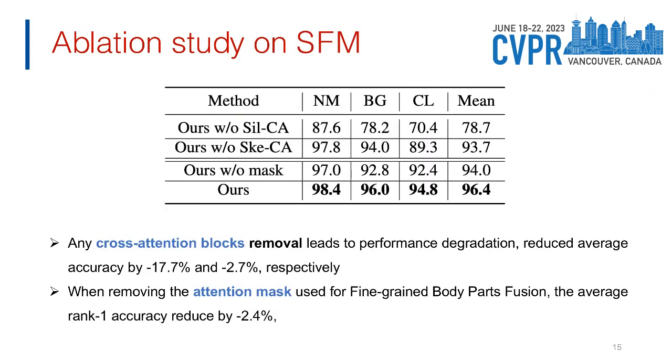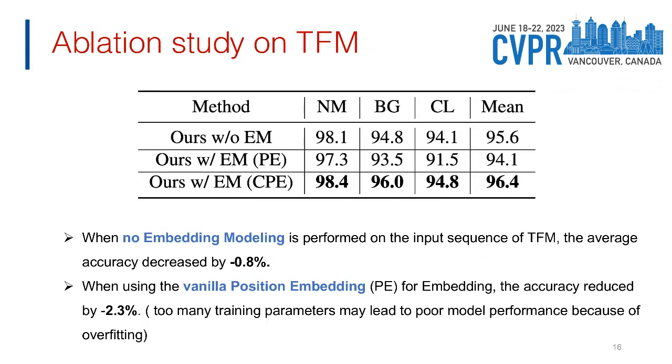We further performed ablation experiments on our proposed SFM. We find any cross-attention block removal leads to performance degradation. We can conclude that the co-attention structure can better integrate the complementary advantages of the skeleton and silhouette. When removing the attention mask used for fine-grained body parts fusion, the average rank-1 accuracy reduced by 2.4%, which proves that our strategy can effectively guide the fusion of aligned local features, helping the model to converge better and achieve better performance. For the ablation experiments on TFM, we find that the temporal embedding modeling operation is important for the proposed framework, and the proposed cycle position embedding outperforms the vanilla position embedding.